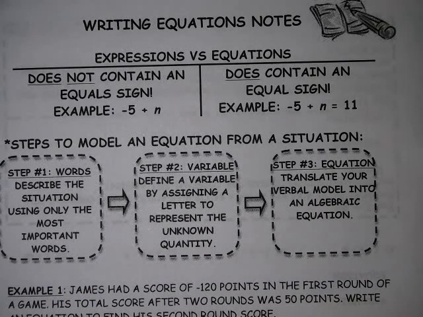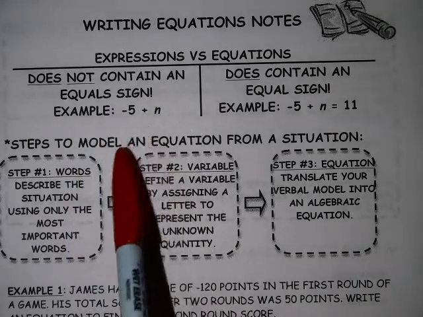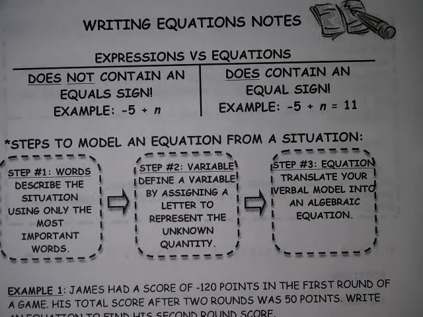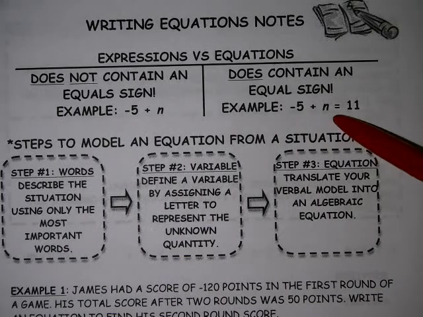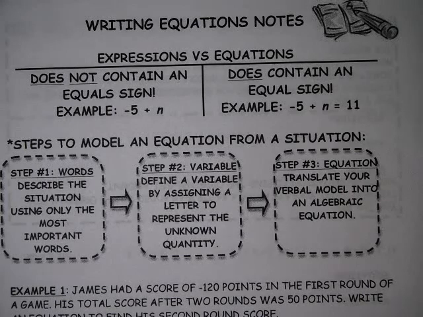An expression is something that's written that does not contain an equal sign. So in this example right here, -5 plus n, no equal sign, that is an expression. However, when we add an equal sign to it and give a value that we could get to if we knew that, it's called an equation. Eventually we're going to get to solving equations by the end of the week, but for the first couple days here we're just going to be practicing writing them.